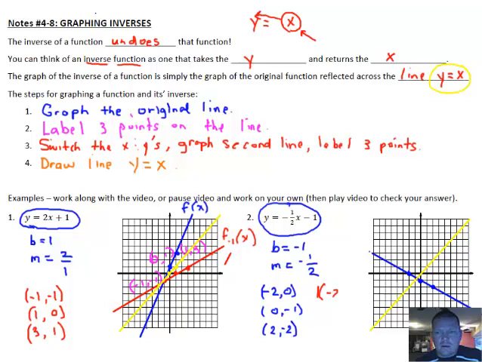So I have, let's go ahead and fix that. I have (0, -2). I have (-1, 0). And I have (-2, 2). So let's plot those points. (0, -2). Let's go (-1, 0). And we'll go (-2, 2). And then we'll draw the line that goes through those points.